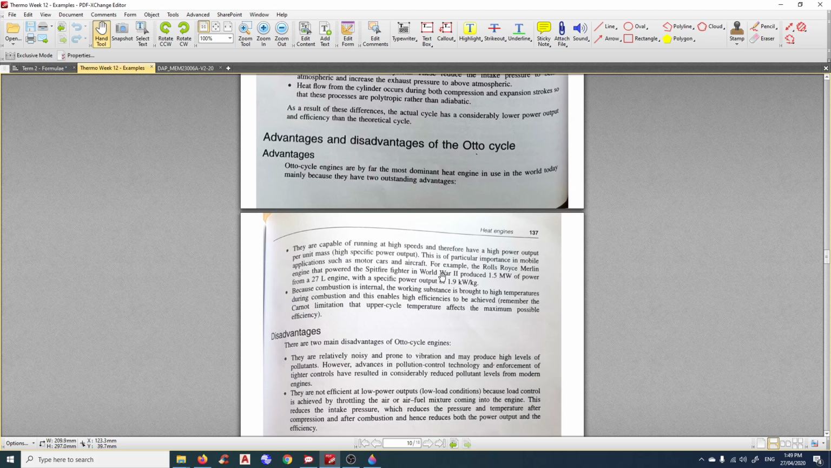Now, advantages and disadvantages of the Otto cycle. The advantage is that they are capable of running at high speed with high power output per unit mass. If you see most sports cars or supercars, they are running on the Otto cycle, not the diesel cycle. Nowadays you have Tesla, which is an electric motor. That's a different discussion, not an internal heat engine cycle, so we're not going to discuss that. That's another interesting topic.